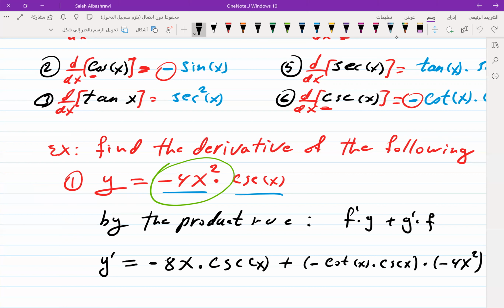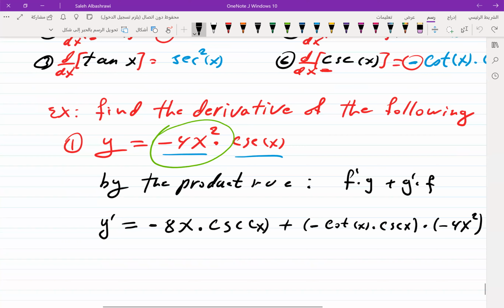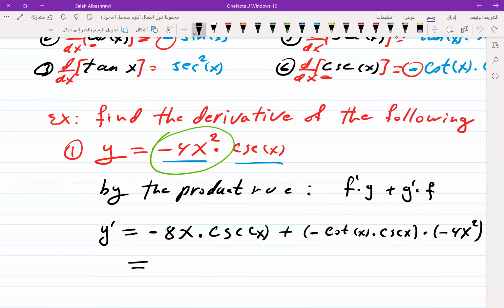So I wrote the product as f prime g plus g prime f. This can be written as minus 8x cosecant, minus with minus will be plus, plus 4x squared multiplied by cotangent of x multiplied by cosecant of x. So this is the derivative of this function using the product rule.